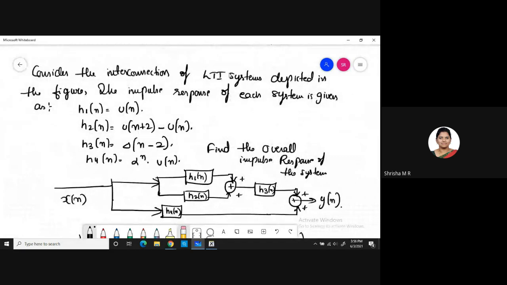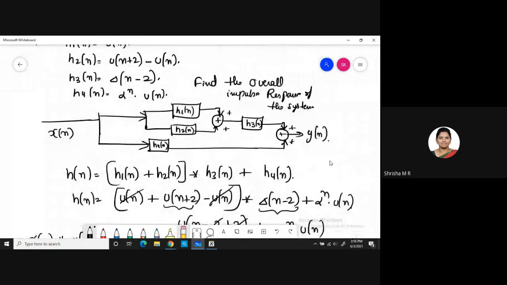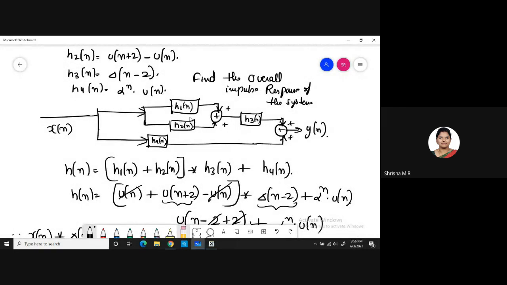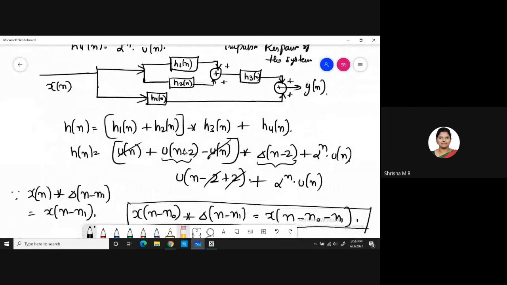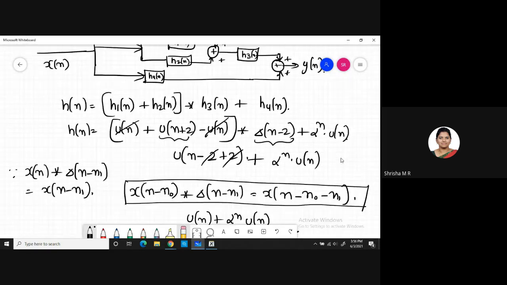They are giving you an interconnection of LTI systems. This figure is given, and they are giving you H1, H2, H3, H4 of n. You have to find the overall impulse response of the system, that is H of n. First, reduce the parallel and series connections and get the equation. After getting the equation, substitute the values of H1, H2, H3, H4. Whichever terms you can cancel, you can cancel. Use the property and try to reduce it.